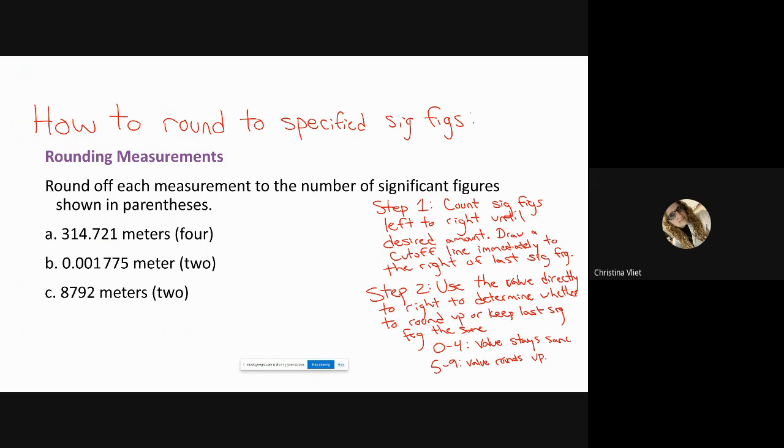Where exactly do we round to in any situation? Leading up to that, you first have to figure out how to round to a specific amount of significant figures, and then we're going to figure out when to round to a specific amount of significant figures.